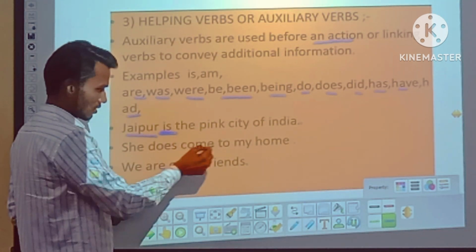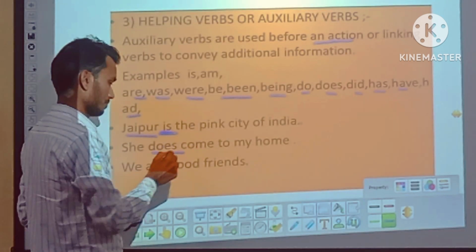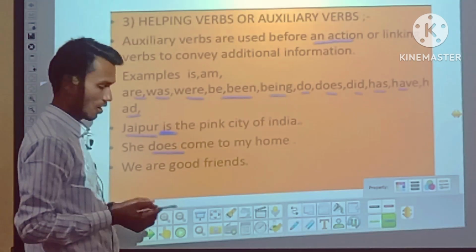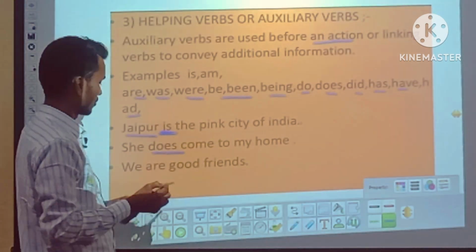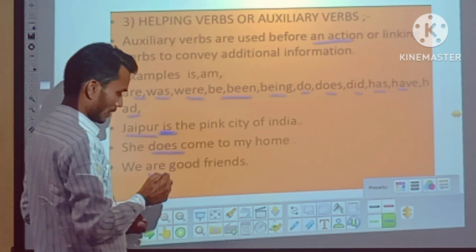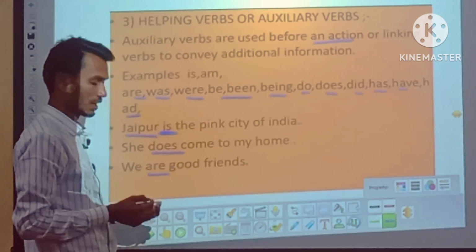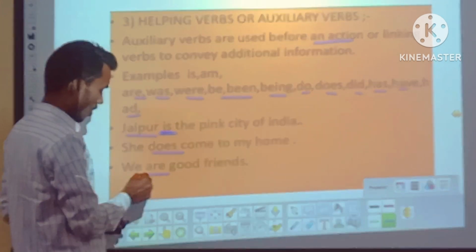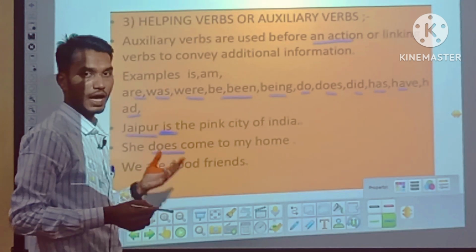Then, she does come to my house. Here does is the helping verb. Then, we are good friends. Here are is the helping verb.